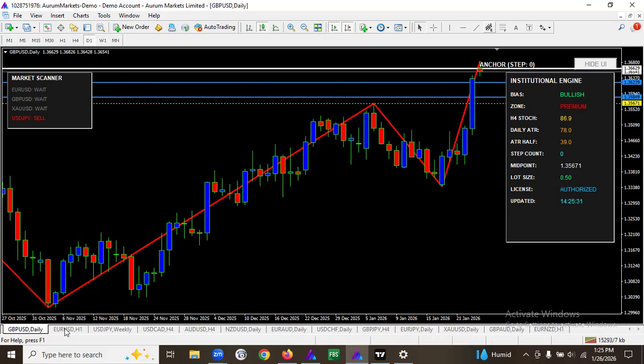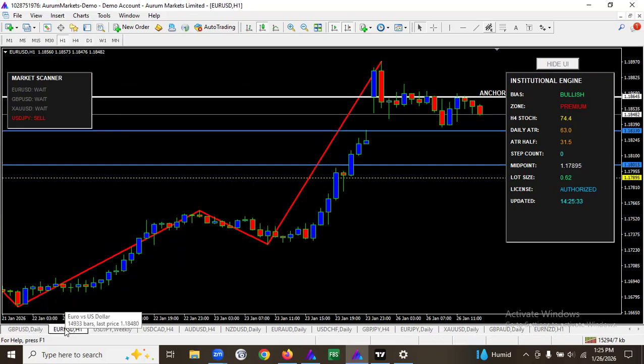Same thing for Euro USD. As you know, both pairs are positively correlated. You only sell when the bias is bearish and price is at premium. What we have here is a conflicting signal. Price is at premium, but the bias is bullish. So before you sell, you want to wait for the bias to change to bearish.